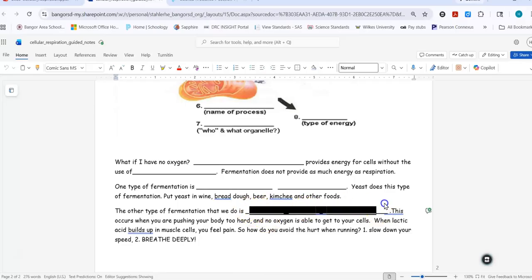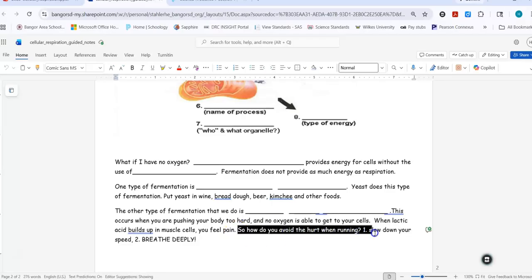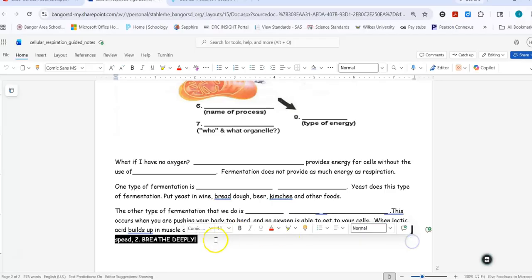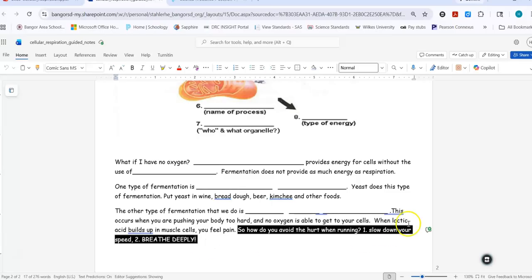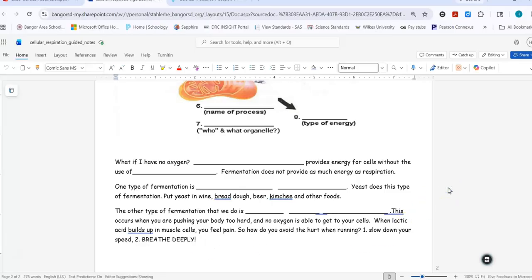All right, but that lactic acid buildup for us, that's lactic acid fermentation. That's what we write right here. Again, it tells you, like, how can you avoid the hurt when running? Slow down your speed. Breathe deeply. All right, and a lot of my cross-country students have shared that with us today.